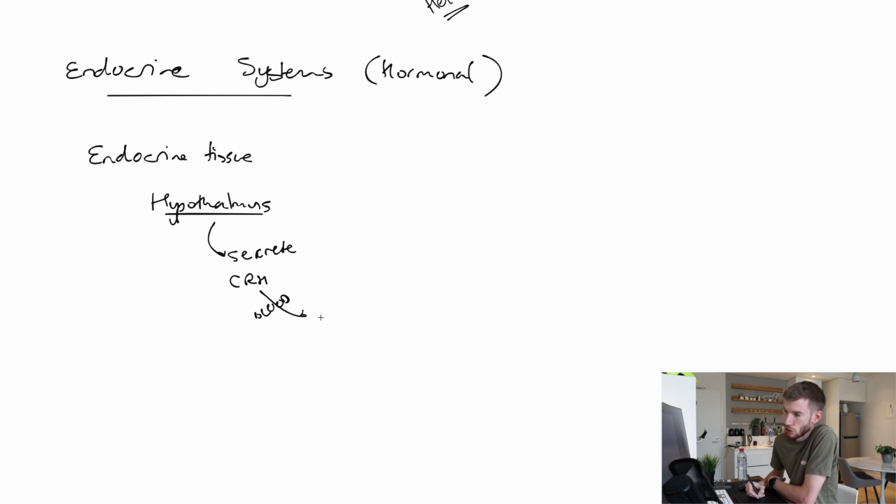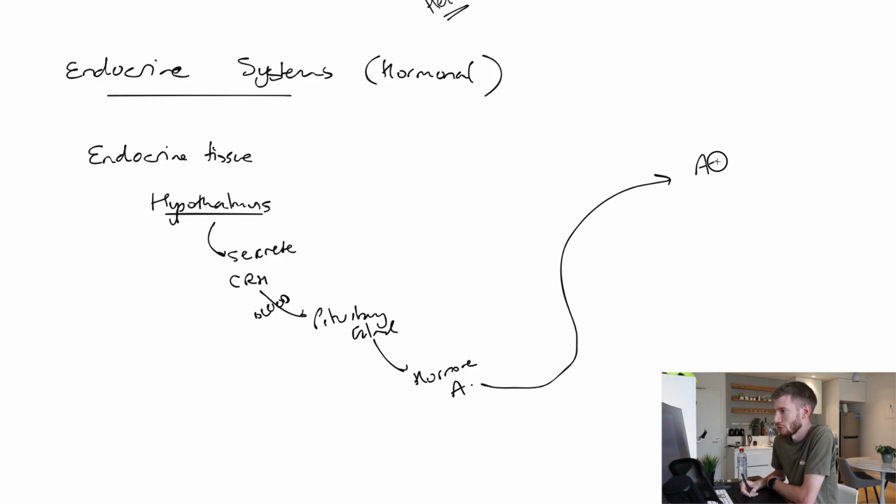Now, it might just go very, very close by. It might go to the anterior pituitary gland, but then that can also release another hormone. And I can't for the life of me remember what that one is, but I'll just say hormone A, doesn't really matter. And then that could even go via the blood all the way to the adrenal glands, for example.